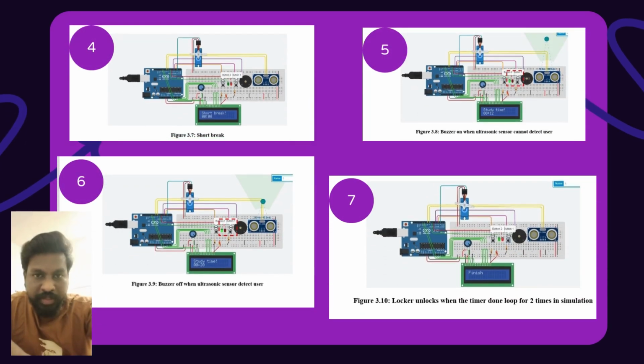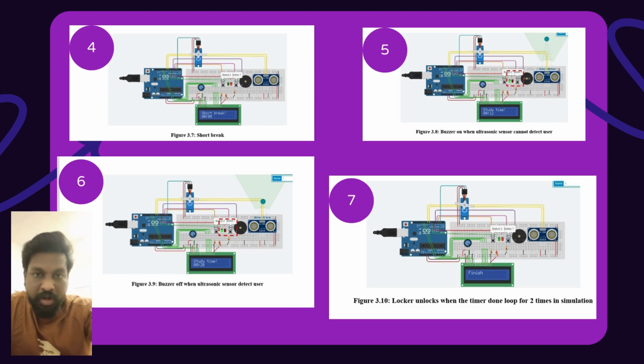After that, the process moves to a short break. When the timer has counted 1 minute, it will start counting for the short break. At this time, the green LED light will turn off and the red LED light will turn on. After that comes the ultrasonic sensor detection. When the ultrasonic sensor cannot detect a user, the buzzer will turn on. It will detect a person within 100 meters.